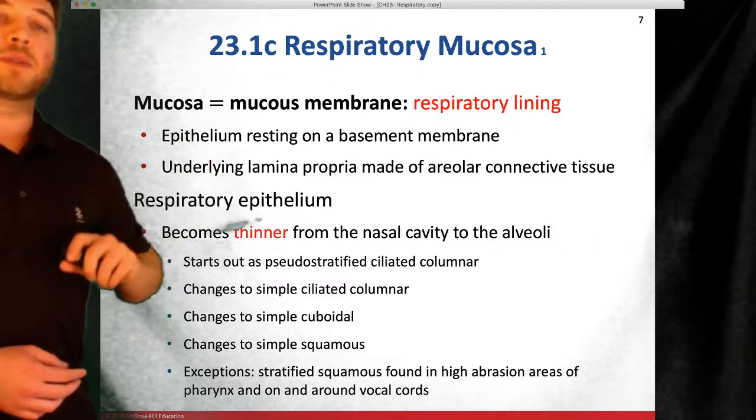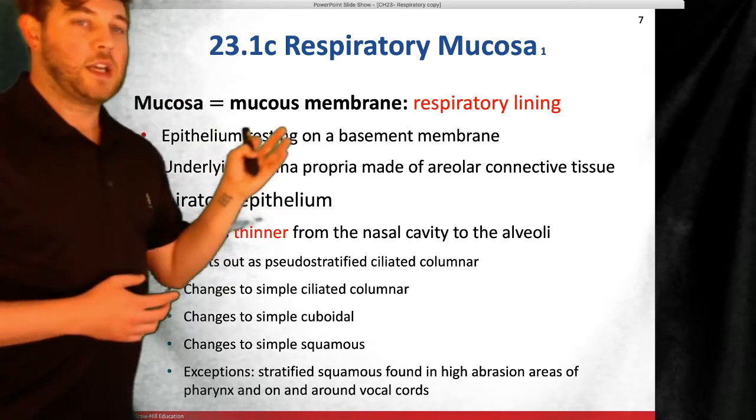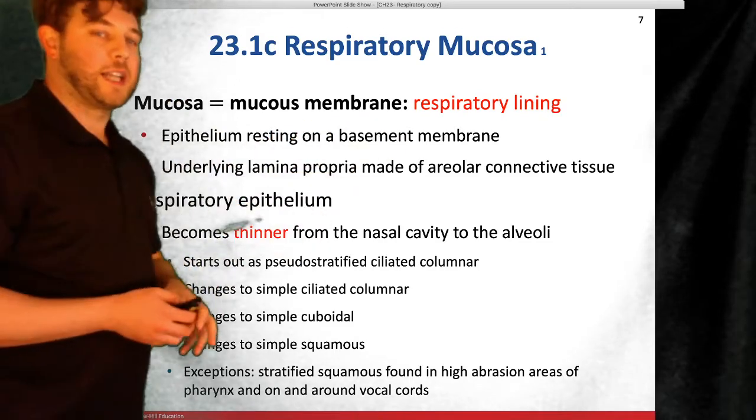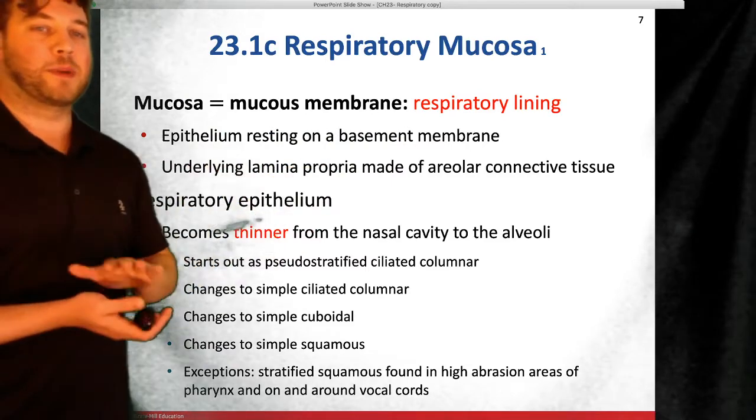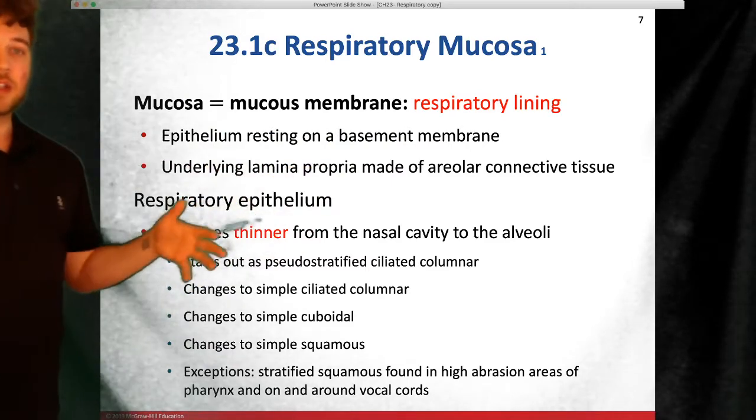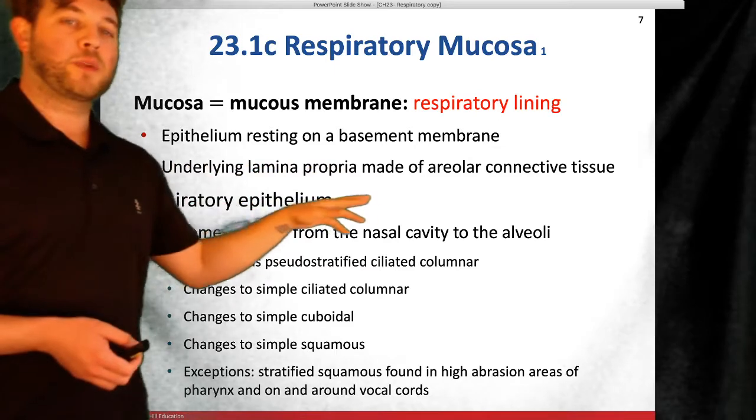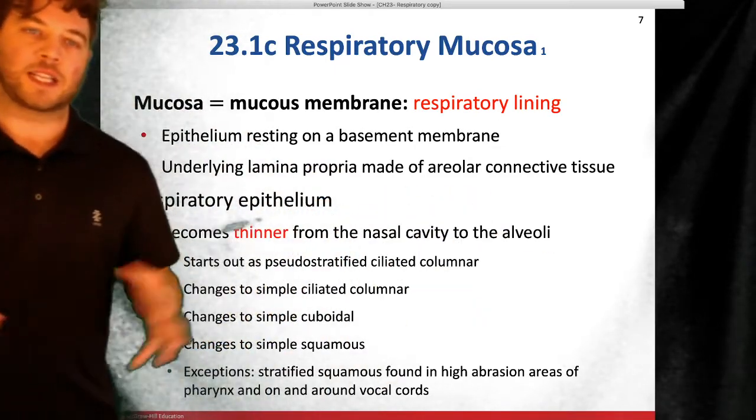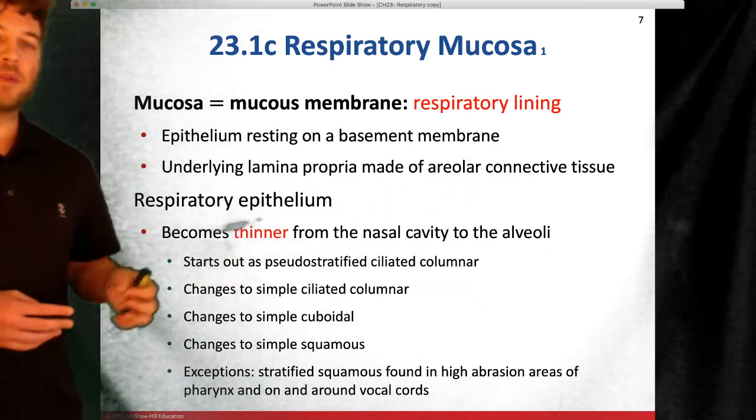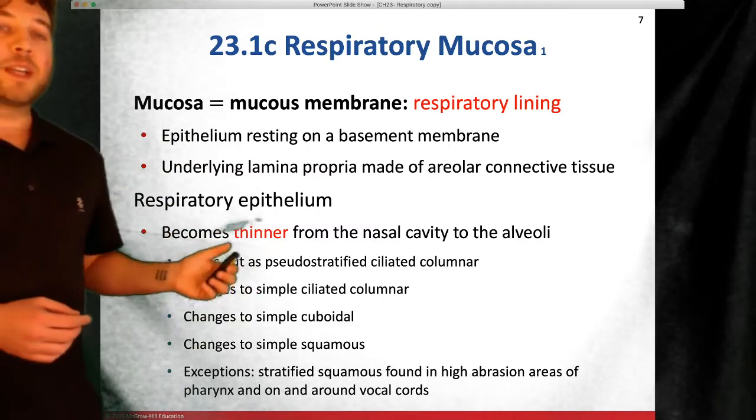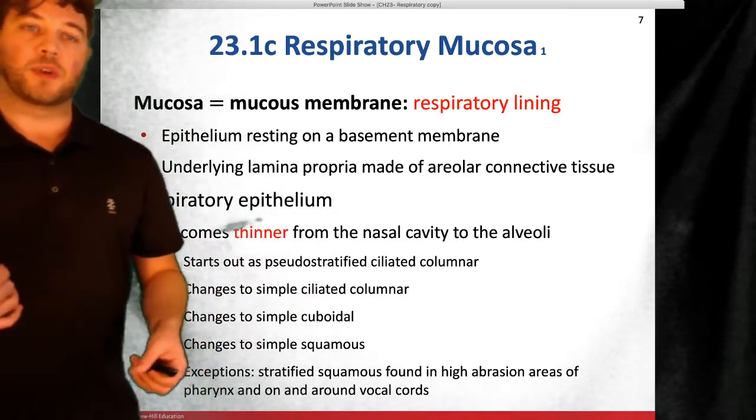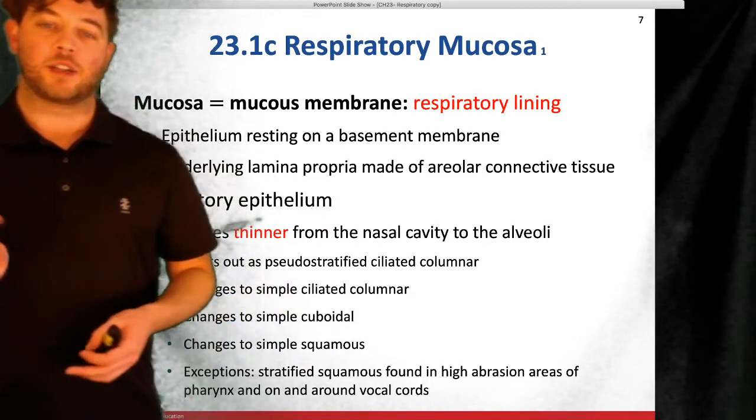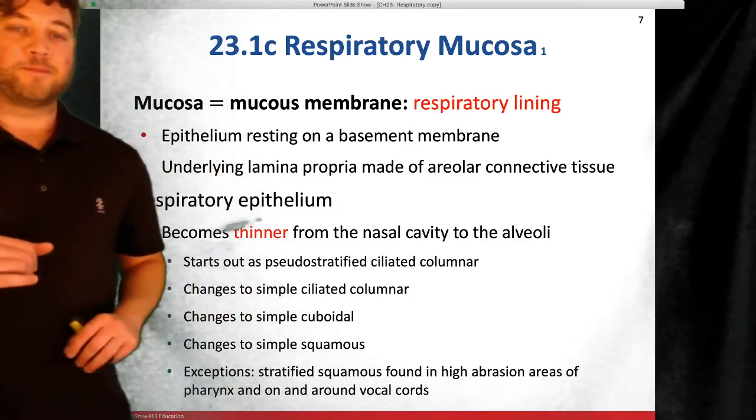Okay, looking at the respiratory mucosa, that respiratory lining. So the mucosa is the mucous membrane. It lines the respiratory tract. It's an epithelium resting on a basement membrane that helps to connect it to the structures. Underlying is the lamina propria made of areolar connective tissue, so it has space to be able to produce this mucus. The respiratory epithelium becomes thinner from the nasal cavity to the alveoli, so as you go down the respiratory tract, your epithelium is getting thinner, as well as less ciliated.